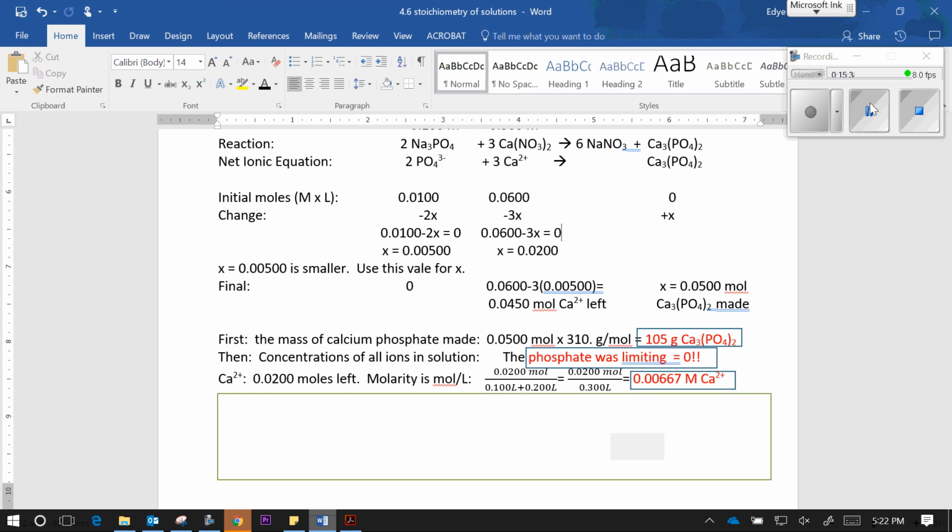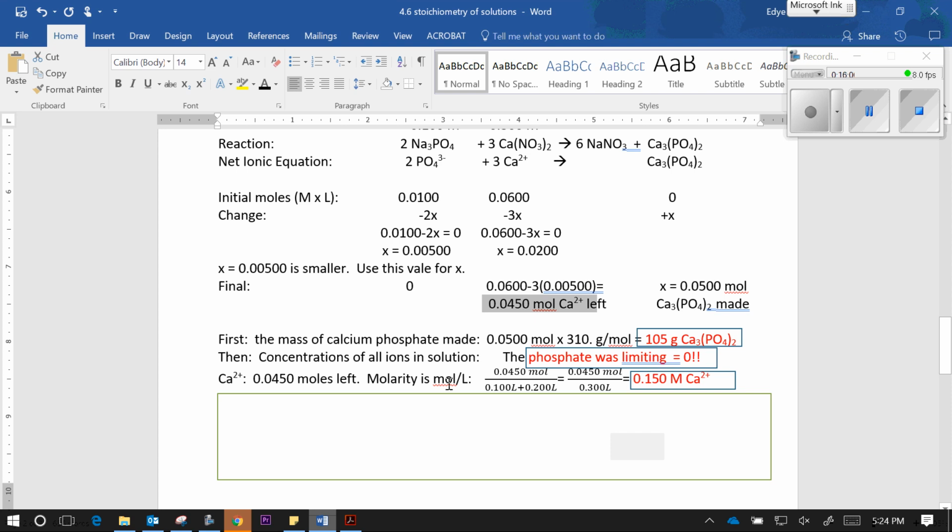I did this wrong. Okay, I think I have fixed that properly. I had accidentally put the x value that I got as opposed to my moles of calcium ions that were left. So we have 0.0450 moles of calcium left, right here, the calcium ions that were left.